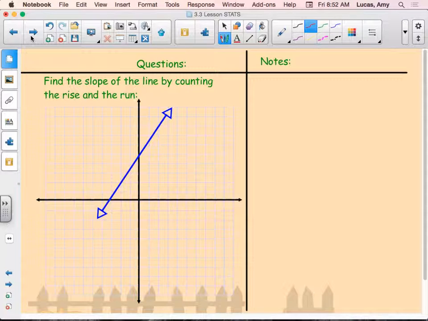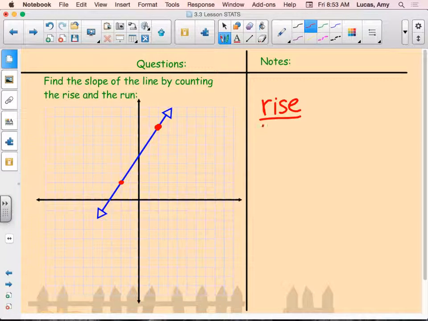Next one. This one doesn't have any points that are graphed for us. So I need to find some good points. Make sure that you pick points right where the grid lines cross. So this point right here looks like a really good intersection point for me. And so does this point up here. So you've got to be very picky about the points that you choose to use for counting your slope.